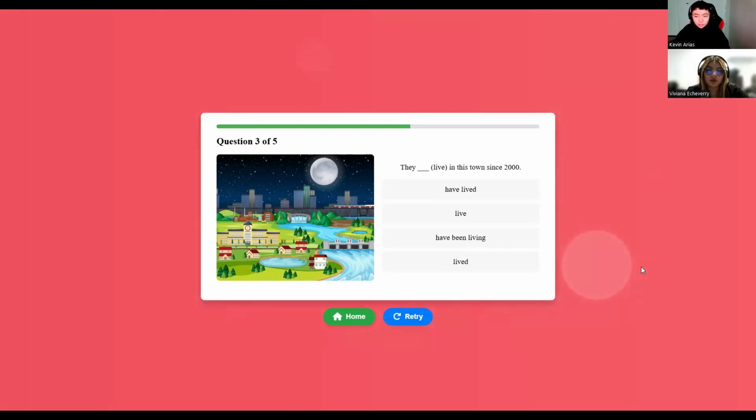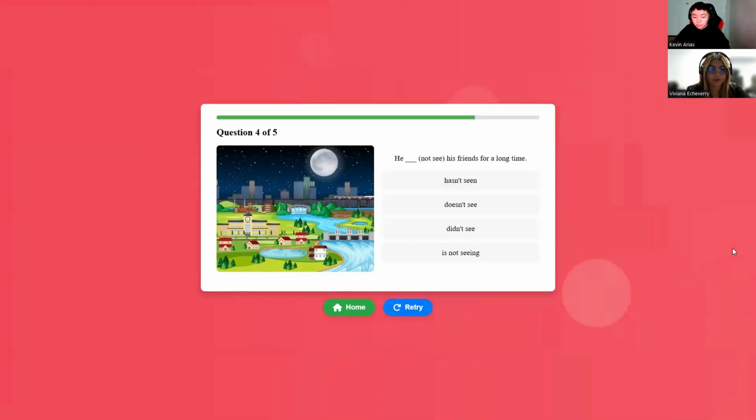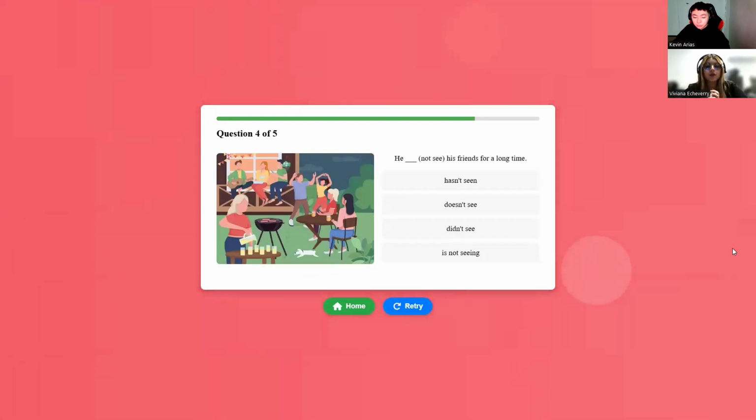So, in the third question: they live in the zone since 2000. The since signals a starting point in the past, often requiring the present perfect. So, in this case, the correct answer is have lived. Perfect.